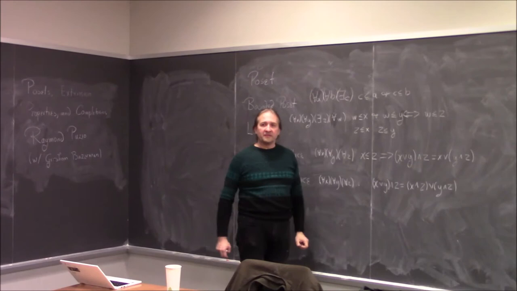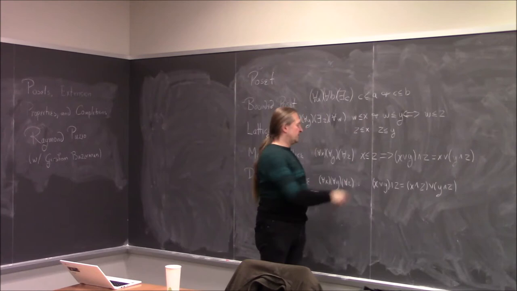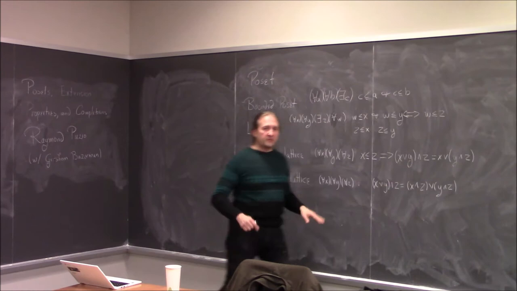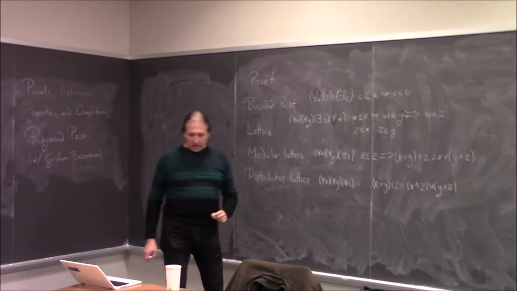As I said, when we understand the modular law, it only distributes in the special case where x is less than z. Whereas here, for any x, y, and z, without any restrictions on x and z, it must distribute. So, all right, those are the special kinds of lattices that have come up historically.